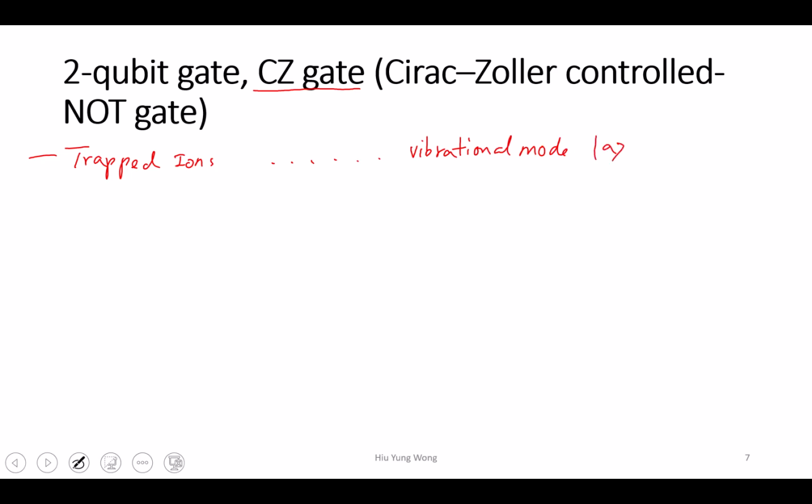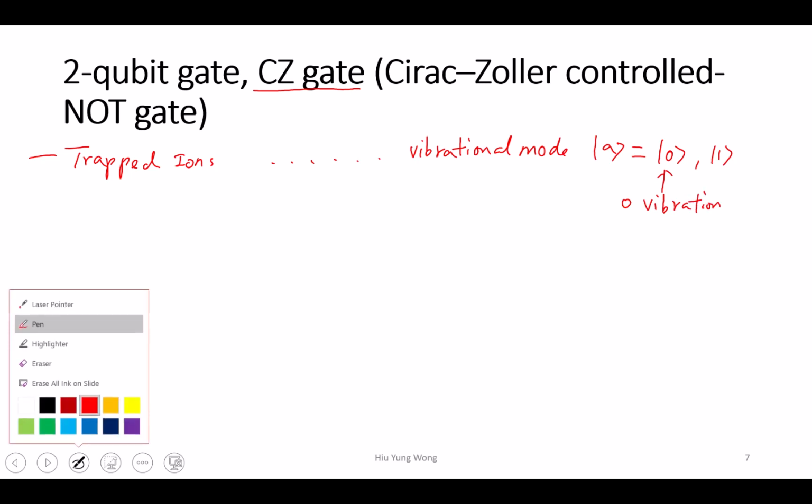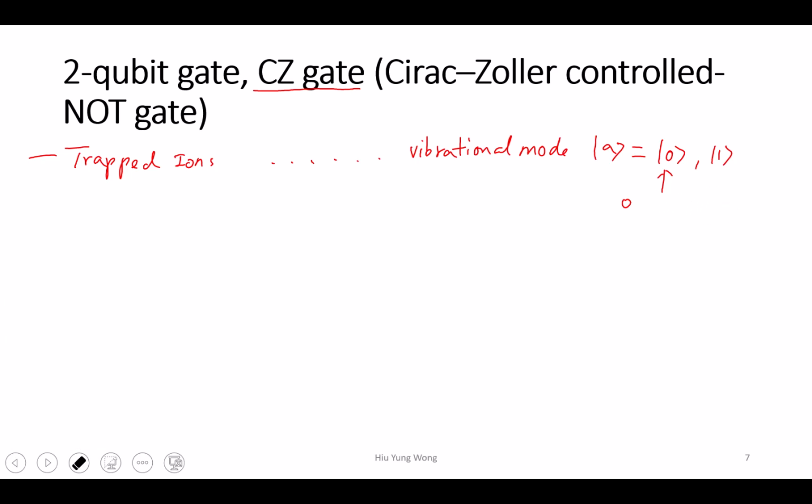And because the temperature is very low, right? We cool it down using laser cooling to less than 1 millikelvin. So we can assume that we are only interested in 0 or 1. Here 0 and 1 mean 0 vibration, or 0 photon. Let's say 0 number of photons, because the photon is the vibration of the lattice, the collective action.